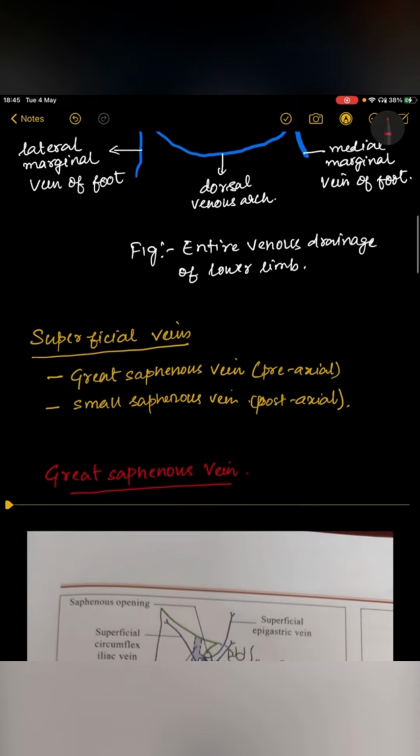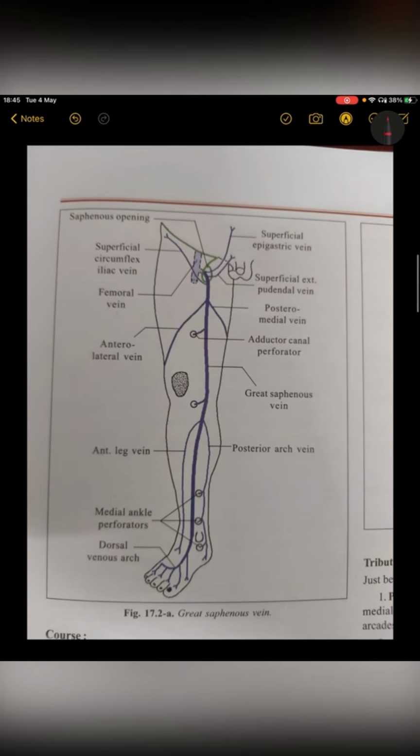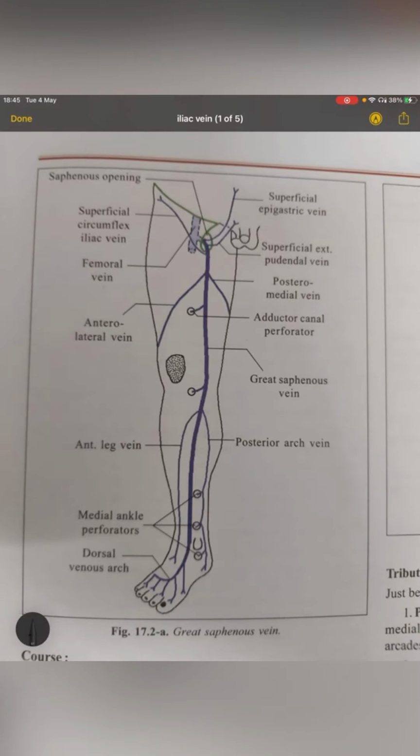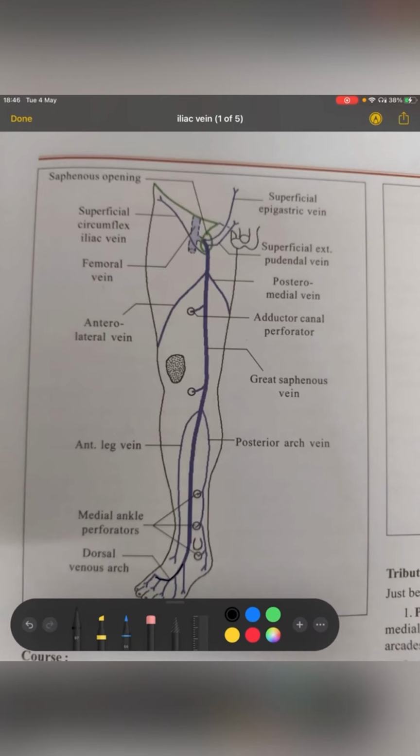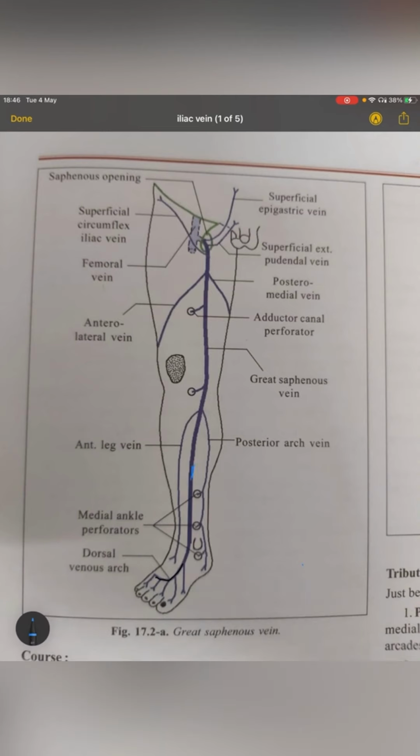So let us start with the superficial veins. This is our great saphenous vein. When we talk about the great saphenous vein, this starts as the continuation of this dorsal venous arch. Okay, the dorsal venous arch continues as the great saphenous vein, and this is our medial marginal vein of the foot, which joins and accompanies the dorsal venous arch in forming the great saphenous vein.